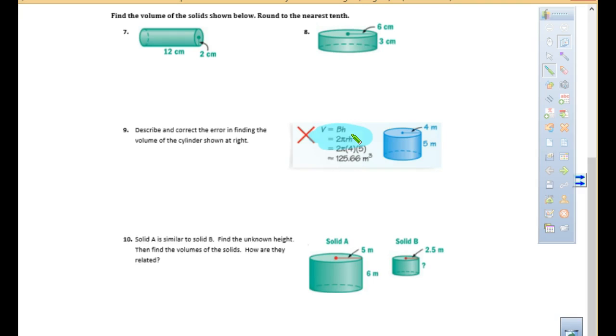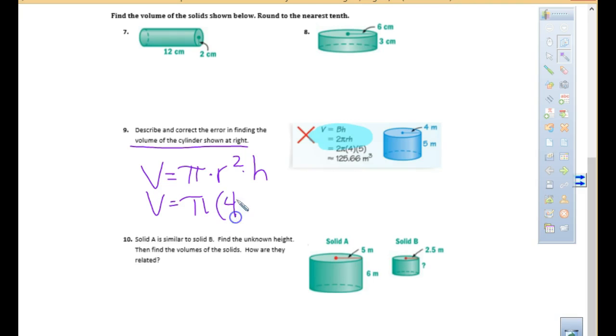After you describe the error, it says, now find the volume. So now you're going to use your correct formula, which we would write down. Everyone say it with me. Volume is equal to pi. I've got to hear all of you. Everyone right now. So volume is equal to pi times radius squared times height. You have to write that. Now you're going to put in the numbers. Pi, our radius is 4 squared, times the 5. And then you're going to put your correct answer, and it's going to be in cubic meters.